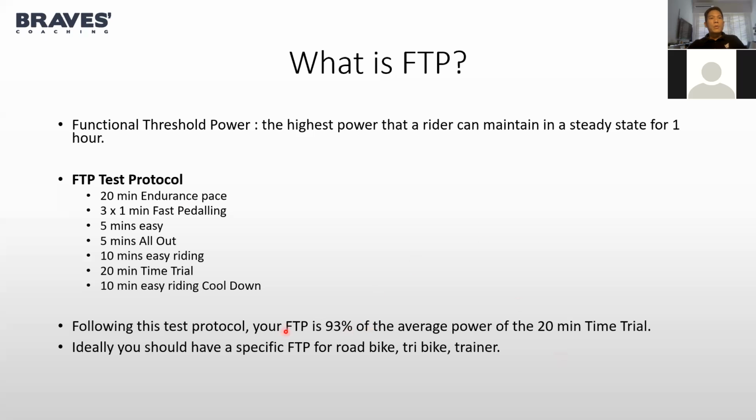Okay, so following this test protocol, your FTP is 91 to 93% of average time trial power. So that's how I calculate it. And ideally, you should have a specific FTP for your road bike and your tri bike, because you're in different positions, and even if you're on the trainer as well. So the most important thing about going into power and analyzing data and all that is that you either do it properly and accurately, or there's really not much point getting into it.